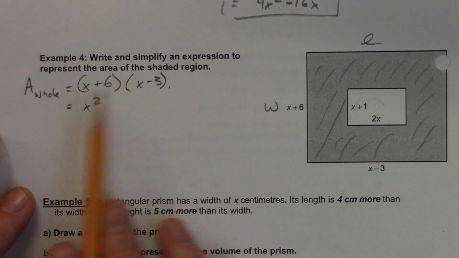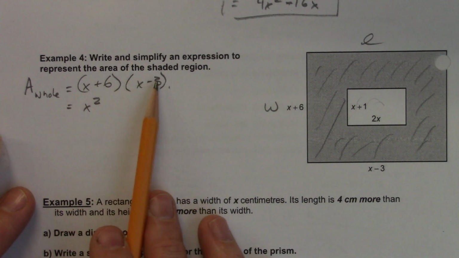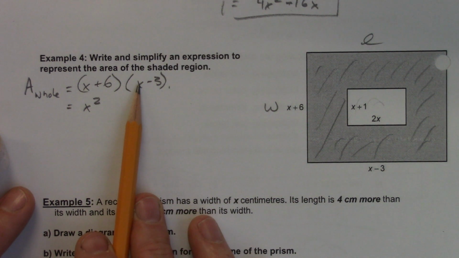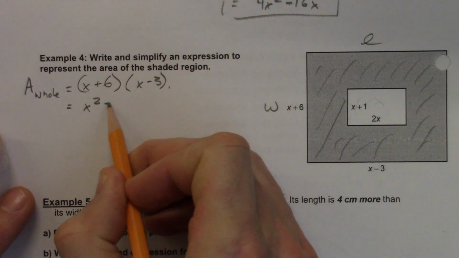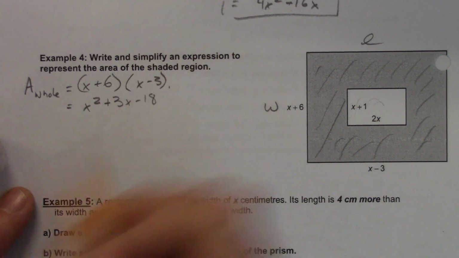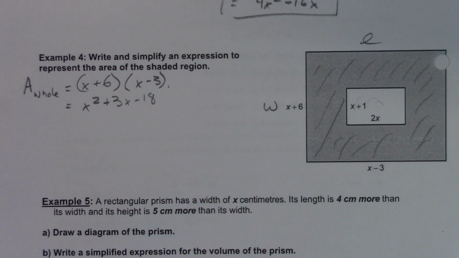You just do x squared. Now I have negative 3x and positive 6x. So I know that's just positive 3x. And then minus 18, and I'm done. Beautiful, eh? You're just carrying that one number.